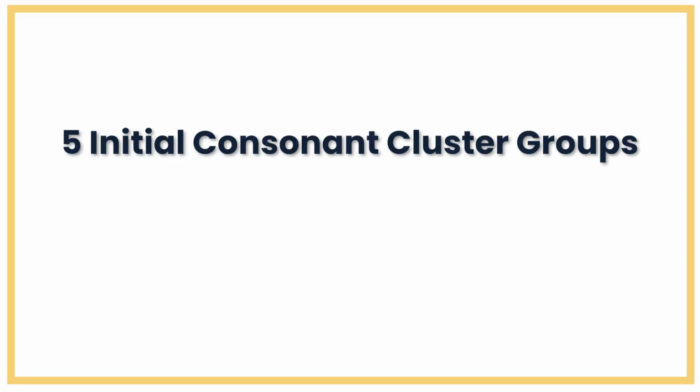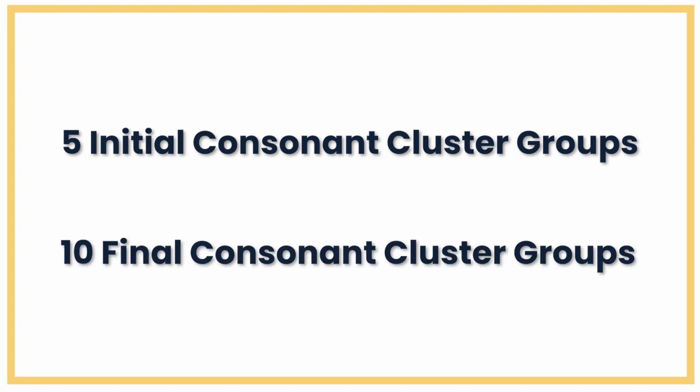All right, I have a question for you. So there's 44 individual sounds. How many consonant clusters are there in English? Well, the figure is 146. But these are divided into different groups. So we've got 5 initial consonant cluster groups and we've got 10 final consonant cluster groups.